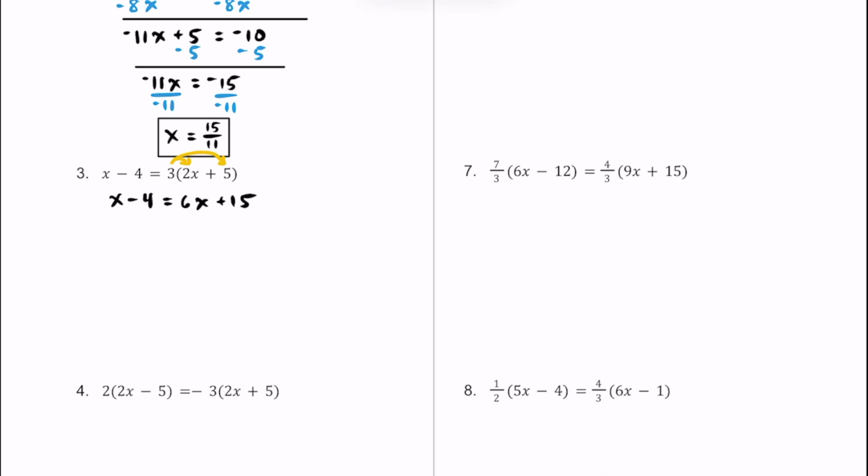Next, let's see if we can get everything to the same side that has the same type of term. I'm going to go ahead and subtract 1x on both sides of the equation. When we subtract 1x from both sides, we're just going to have negative 4 on the left side is equal to 6x minus 1x is going to be 5x, and then we still have this plus 15. Next, let's use the subtraction property of equality and take away 15 from both sides of the equation. When we do that, on the left side, negative 4 minus 15 is going to be negative 19, and on the right side, we still have this positive 5x.